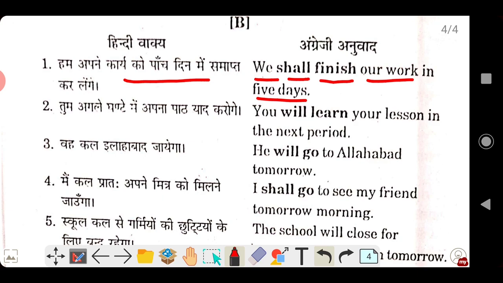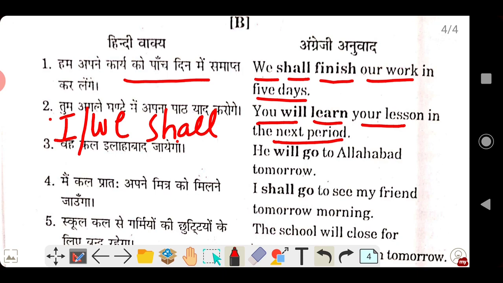Okay, next sentence: You will learn your lesson in the next period. You know, sometimes a few guys use shall with the first person. You know what the first person is? I is the first person and we is the first person. So sometimes we use shall with the first person. You must have heard, I shall, we shall. Most people make their sentences like this: I shall, we shall. But guys, this is the formal way, but you can also use will here, there is no problem.